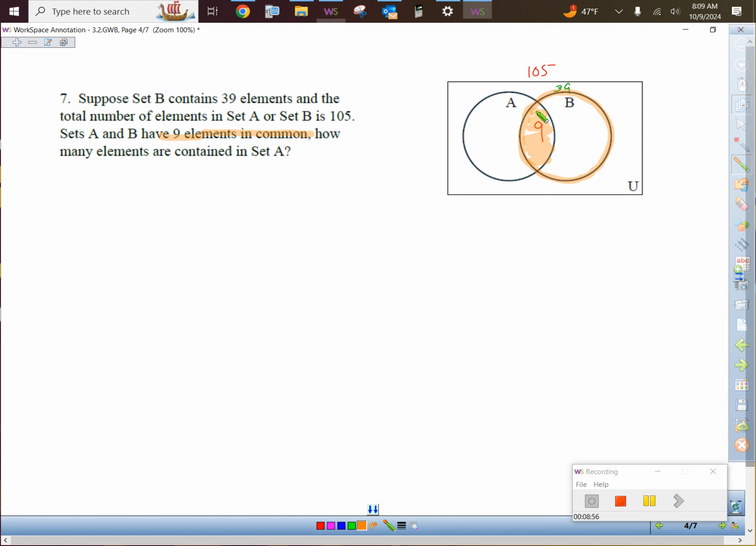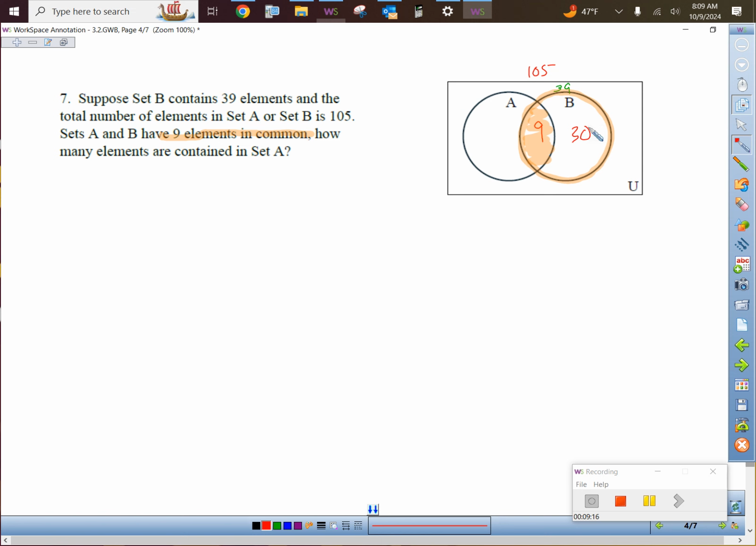Can you figure out how much is in the other side right there? There's 39 total in this circle. 9 of them are here. How would you figure that out? 39 minus 9. What would you get? 30. Do you see how in the entire circle there was supposed to be 39 elements, and we were told that 9 of them were in the intersection? So that means 30 of them had to be not in the intersection. Are you with me on that?